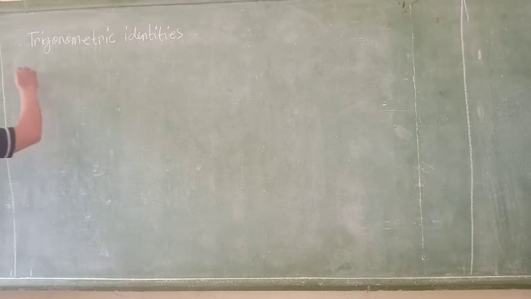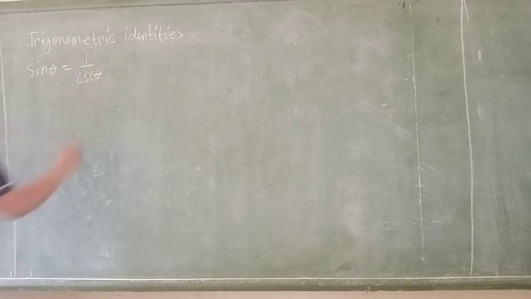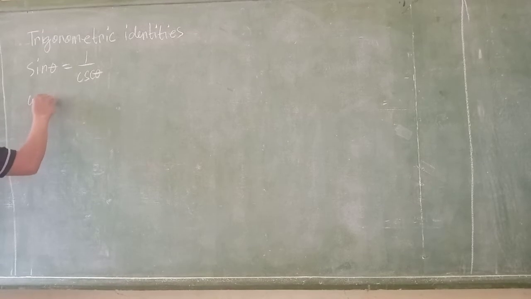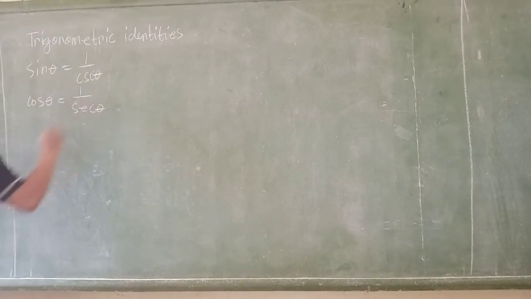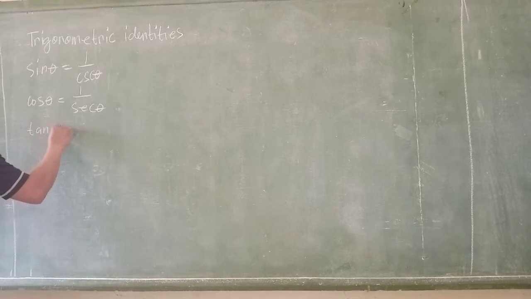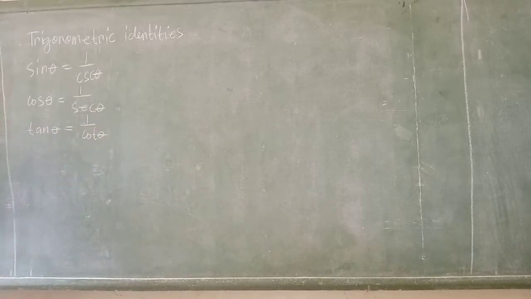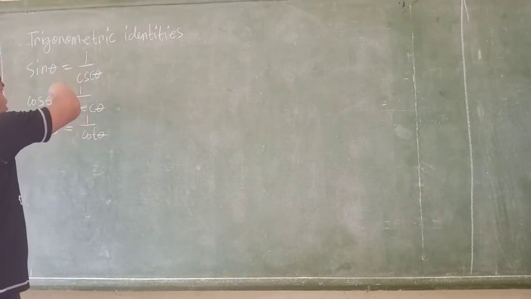So, first, we have sine theta is equal to 1 over cosecant theta. The second one, we also have cos theta is equal to 1 over secant theta. The third, we have tangent theta is equal to 1 over cotangent theta. Okay? Then the inverse for these.